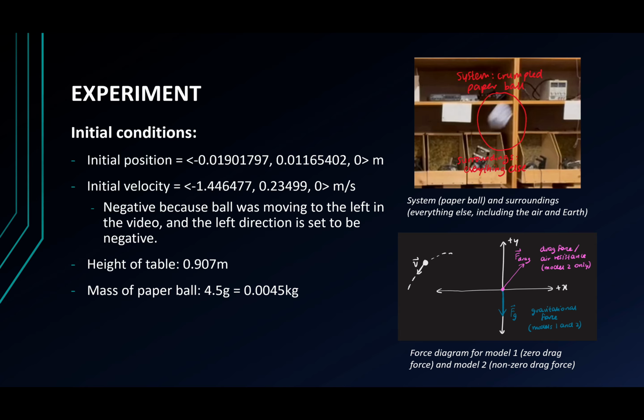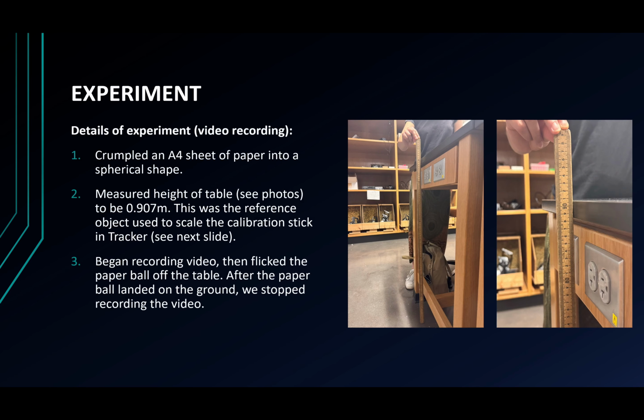These are the initial conditions for the position, velocity, and mass of the paper ball, as well as the height of the table. The system is the paper ball, and the surroundings consist of everything else, including the air and earth. As for the experiment, we crumpled a sheet of paper into a ball and measured the height of the table, which was the reference object used to scale the calibration stick and tracker.